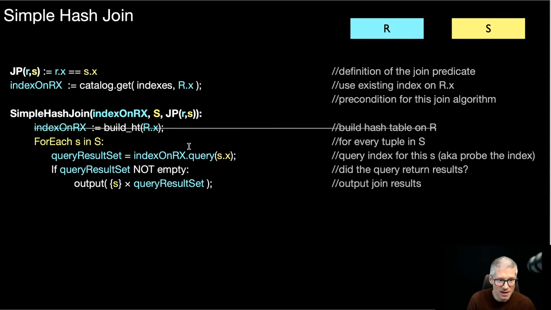If you look at what this algorithm does, in particular if you assume that the index already exists, that you have a hash table already available in your database system, you don't have to build it when calling the simple hash join. It's exactly the same algorithm as index nested loop join, just that you say my index is a hash table. My index is not whatever index, it's a hash table. So basically just constraining the type of index.